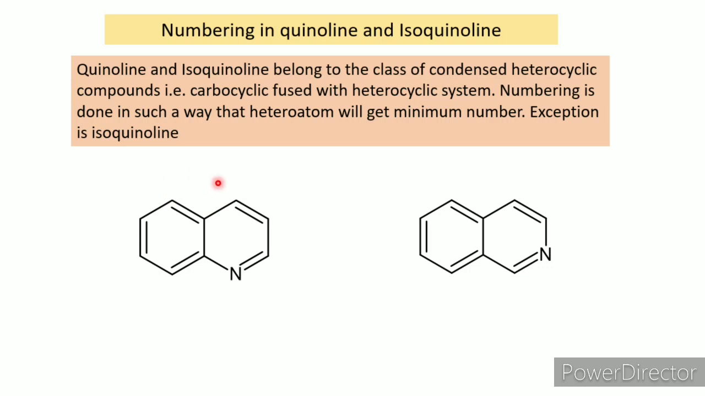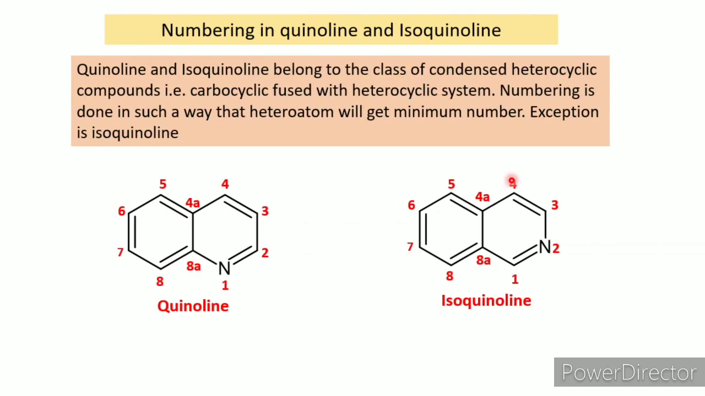Now similarly, in isoquinoline, you have to remember one thing. Numbering will not start from this nitrogen. Numbering will start from this position only. And just like in quinoline, we will number it in this direction, not numbering this fused carbon, next this. So what I am saying, I will show you the numbering. So this is the numbering in quinoline and isoquinoline.